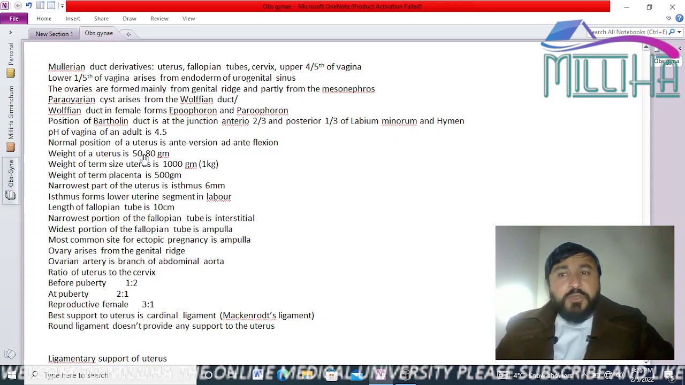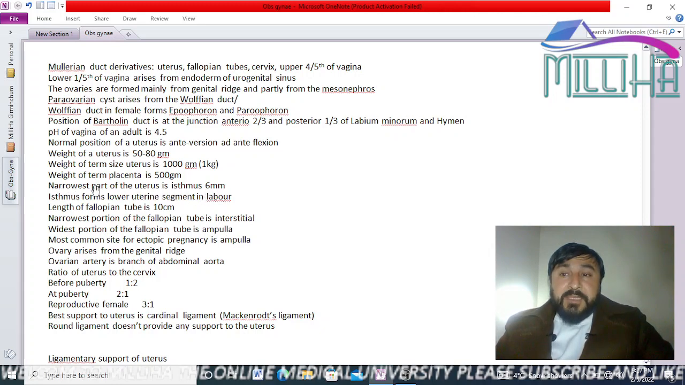Weight of a uterus is 50 to 80 gram. Okay, then weight of a term uterus, when the female is pregnant and she is about to deliver, at that time the weight is 1000 grams, or 1 kilogram. Okay, weight of a term placenta is 500 grams, or half kg. Okay, half kilogram.